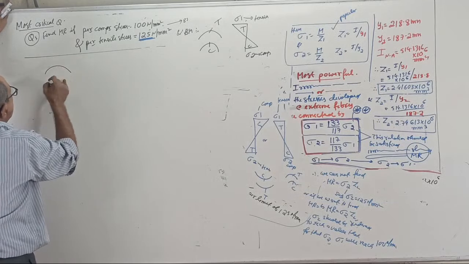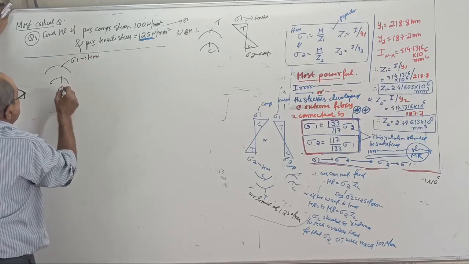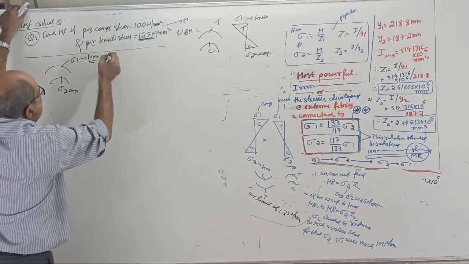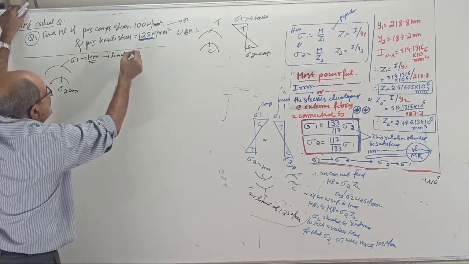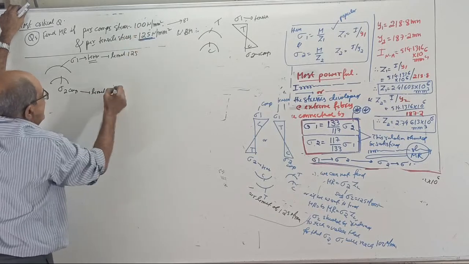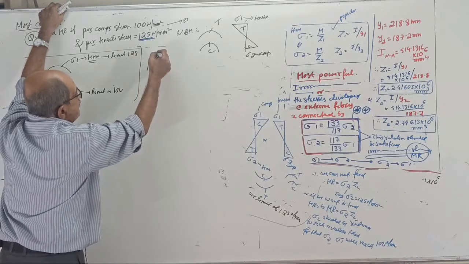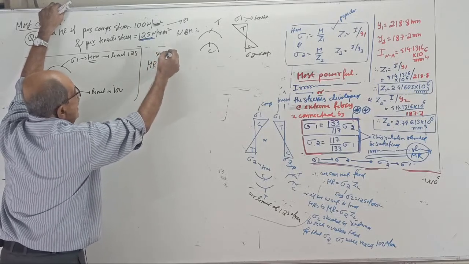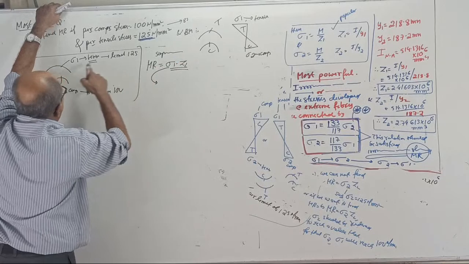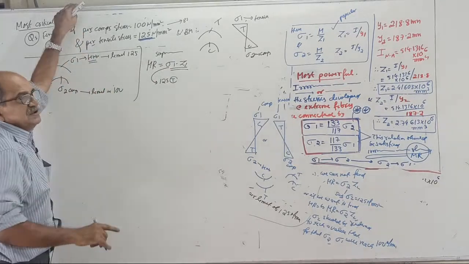Bending moment is hogging. So, top sigma 1 is tension, bottom sigma 2 is compression. Now, the tension limit they told is 125, and for the bottom, the compression limit is 100. Now, suppose I find MR by sigma 1 Z1, then for sigma 1 I will first substitute 125 tension. But you should be careful.